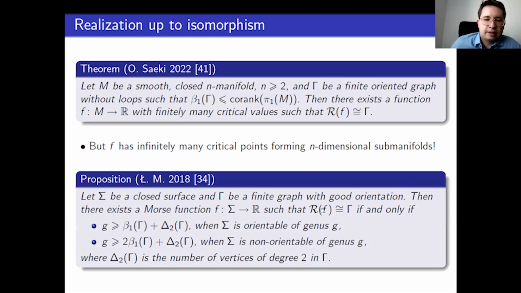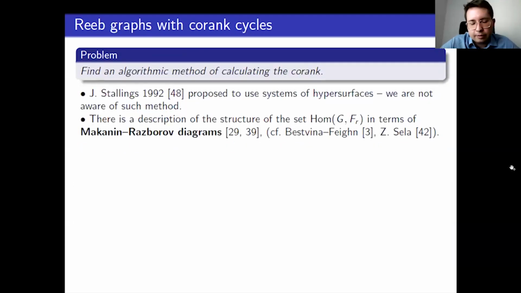And it can be seen even for surfaces, because if you would like to realize a graph as the Reeb graph up to isomorphism, or as the Reeb graph of a Morse function, then, for example, for an orientable surface of genus g, the number of vertices of degree 2 in the graph needs to satisfy the following inequality. So we cannot construct any graph as a Reeb graph up to isomorphism ignoring vertices of degree 2. So it is still open for high dimensional manifolds.